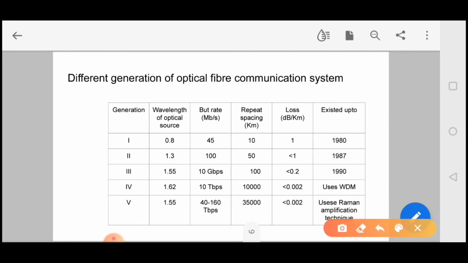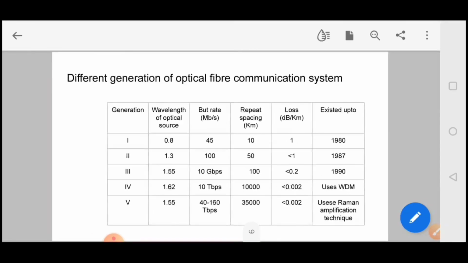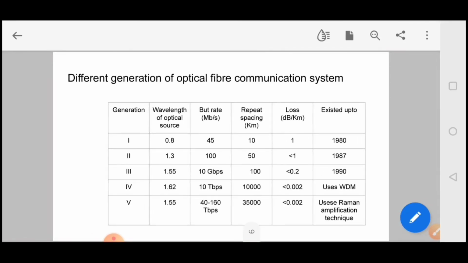So in the fifth generation we again shifted to a wavelength of 1.55 micrometer, and the bit rate was 40 to 160 Tbps. Repeater spacing was 35,000 kilometers, and the losses were less than 0.002. Here Raman amplification is used, and solution-based lossless and dispersionless optical fiber communication will be used. So these were all the generations of optical fiber communication; questions can be asked from this.